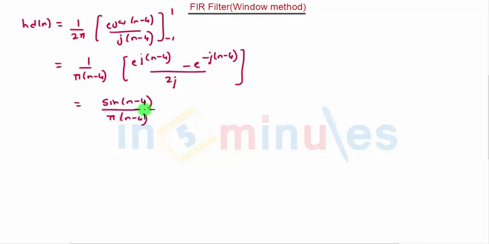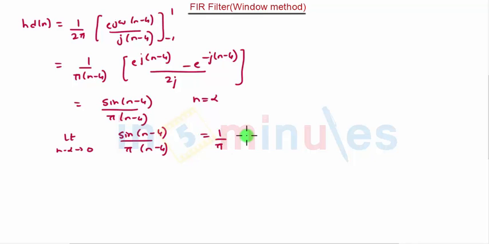Now we also know that to obtain the value at n equal to alpha we will use L'Hopital's rule. So it will be the limit as n minus alpha tends to 0 of sine of (n minus 4) upon pi into (n minus 4), which will give us 1 by pi.